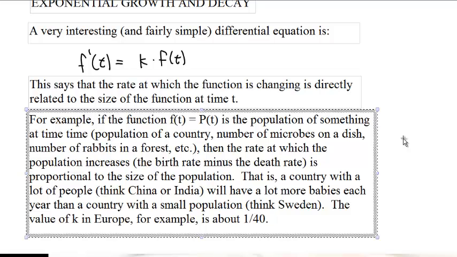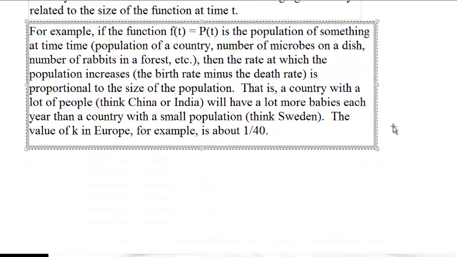So for every 40 people in Europe, there's one baby born each year, or even one baby born more than the number of people who die. So the population of Europe is changing. A country with a large population is going to have more babies than a country with a small population.